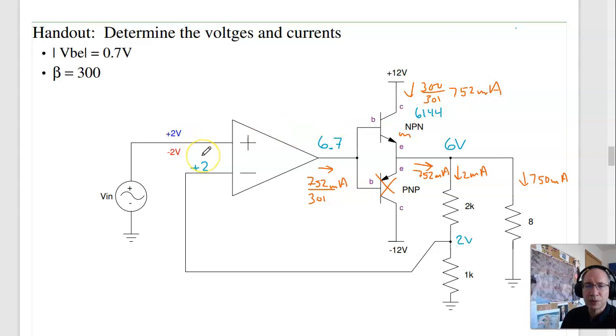That's at plus 2 volts. At minus 2 volts, everything stays the same, except this becomes minus 2. Current is now going up. It's 752 milliamps going left. In that case, the PNP turns on. And I'll have current going left as 752 over 301. Current going down to the power supply as 300 over 301 times 752. And the voltage will be minus 6 volts, minus 6.7 volts. So that's the push-pull. Plus voltage is push, NPN. Minus voltage pull, PNP. That's a voltage amplifier.